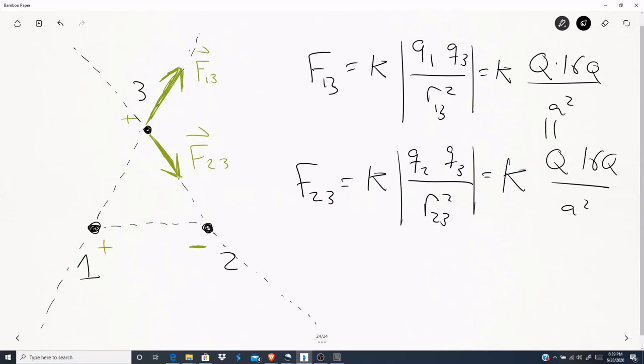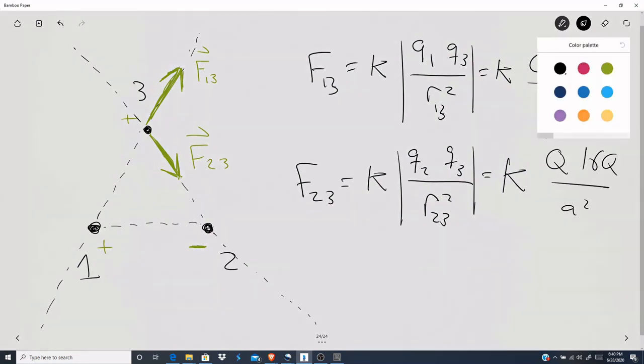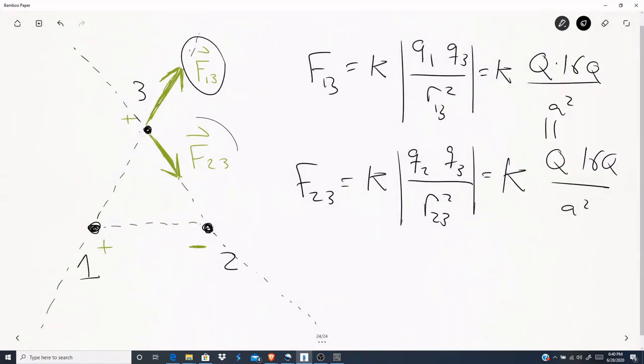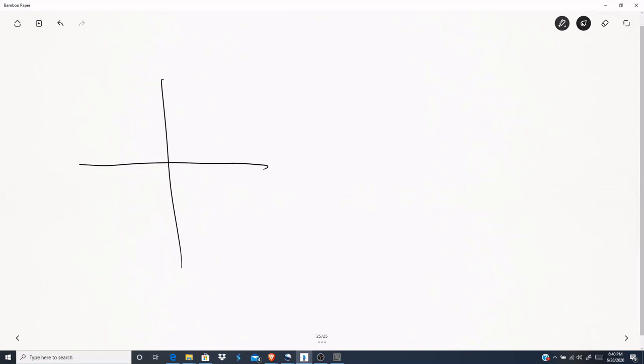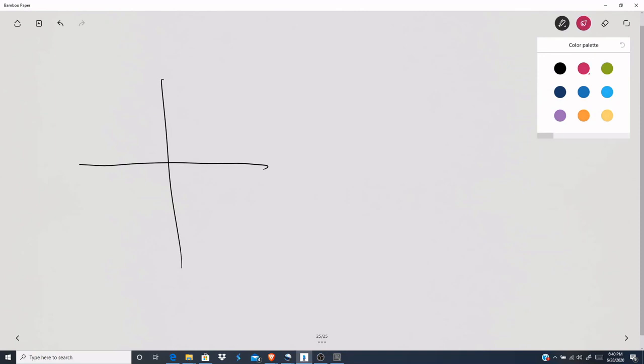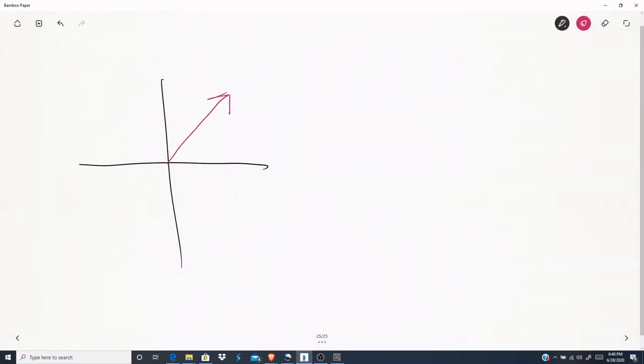So now I have these two forces, F1 on 3 and F2 on 3, one of which points up and to the right and the other which points down and to the right. So now I need to add these forces. And so I'm going to create a little free body diagram. And I'm going to draw the forces. So here is F1 on 3. Here is F2 on 3.